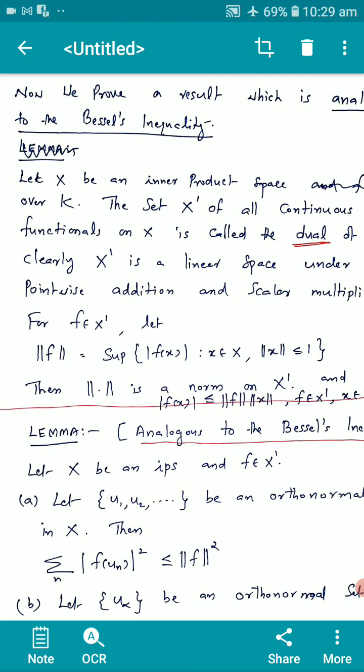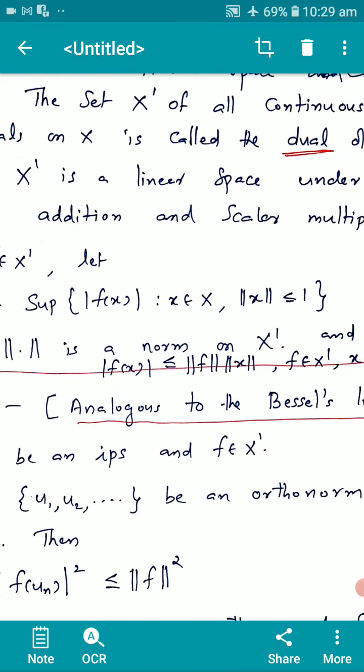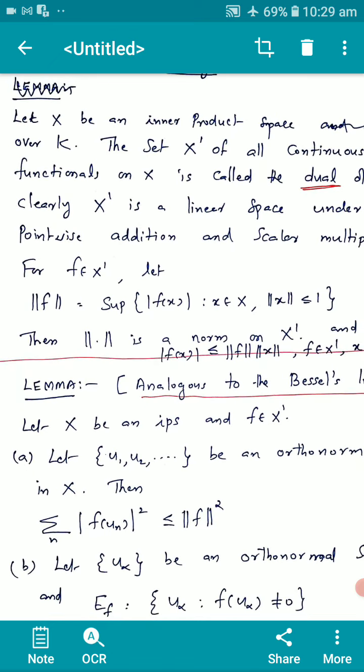For f in X dash, norm of f is equal to the supremum of mod f(x) such that x in X and norm of x is less than or equal to 1. Then it is a norm on X dash. We can write mod of f(x) is less than or equal to norm of f times norm of x, for f in X dash and x in X, which we are using in the next theorem. We can use that idea too.